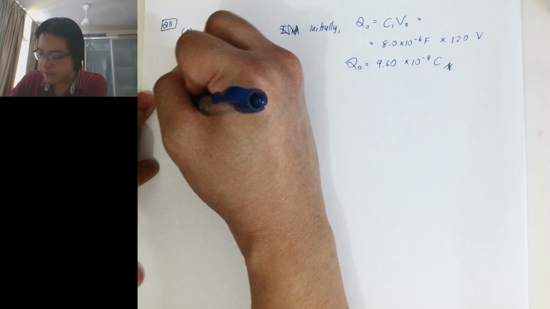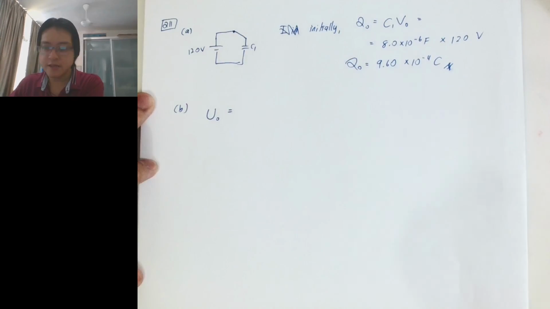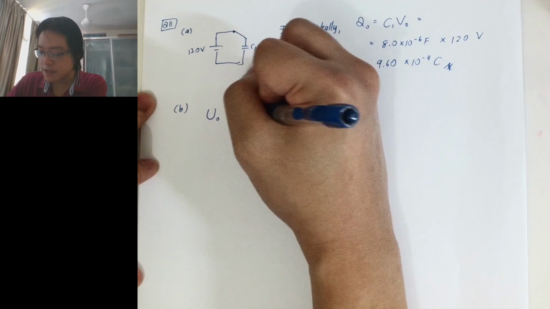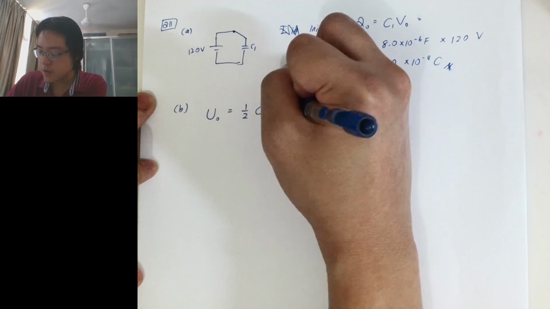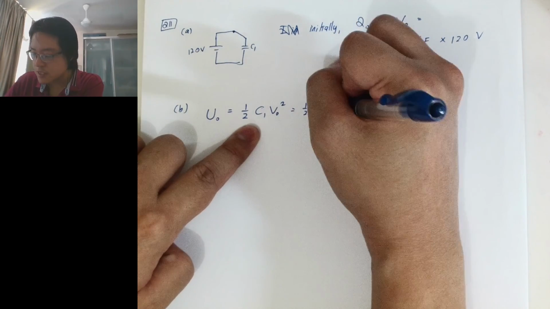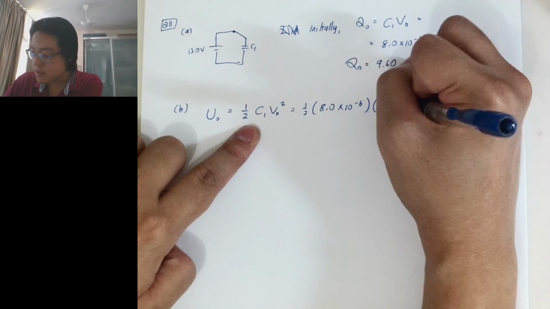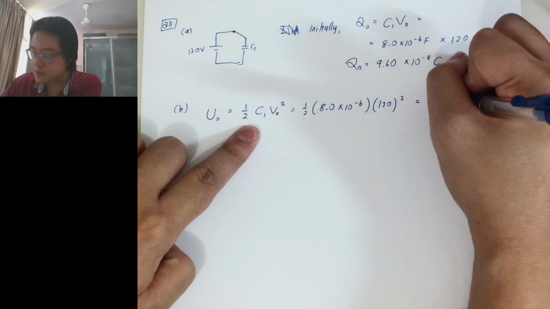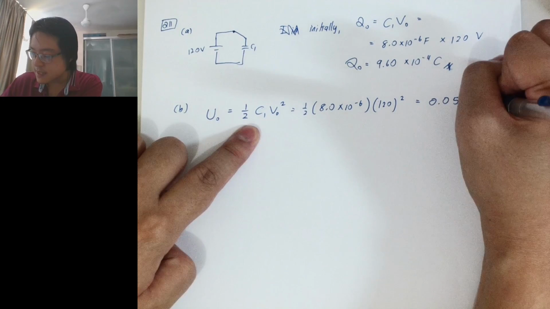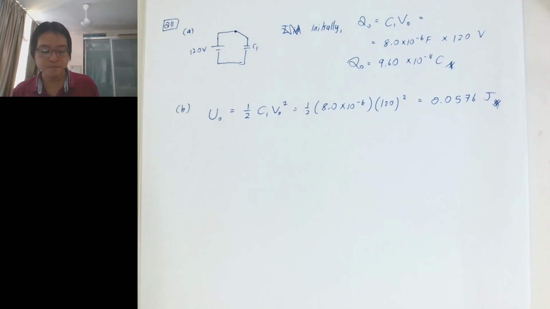And then for part B, I want to find the energy. You can use any of the formulas for the capacitor energy, so I'll just use half CV squared for capacitor 1. I use the capacitance of 8 microfarad, and the voltage is 120 squared, so you will get 0.0576 joules. So this is the initial energy of the system.